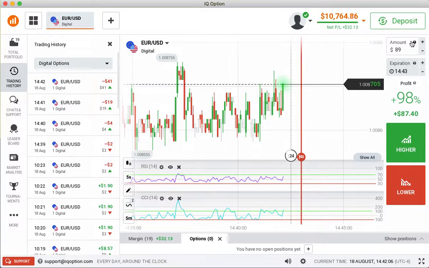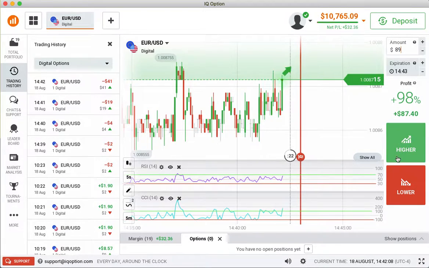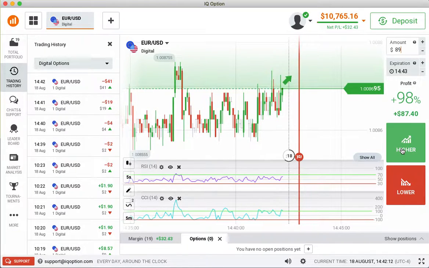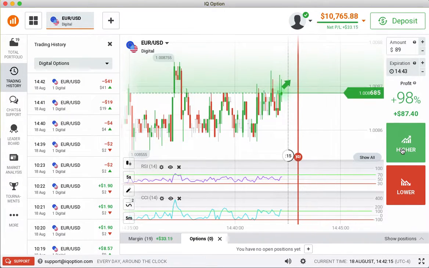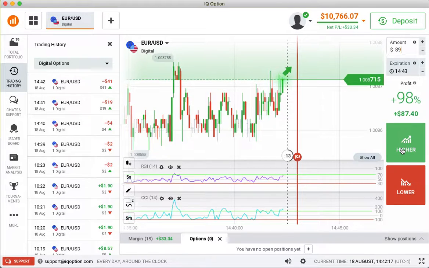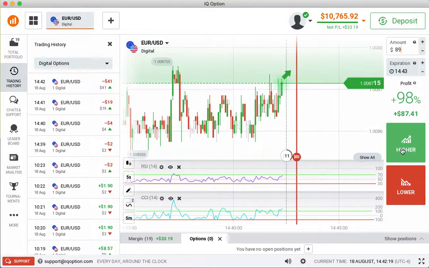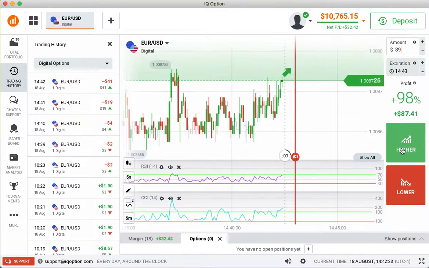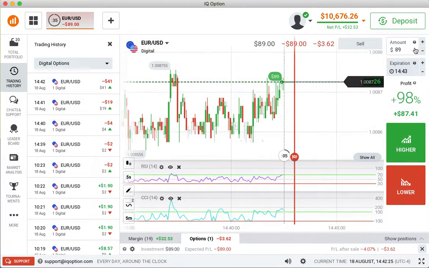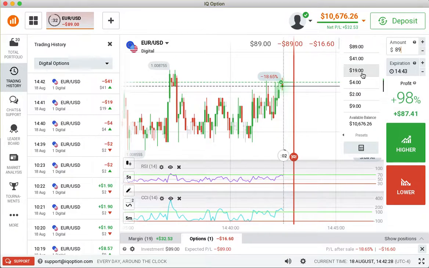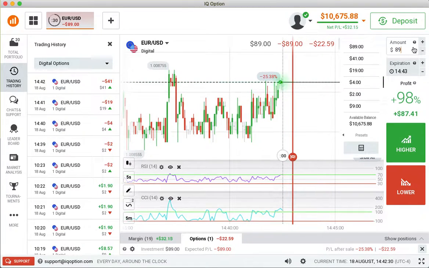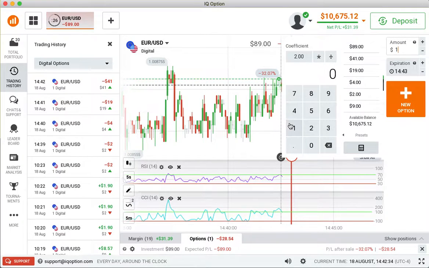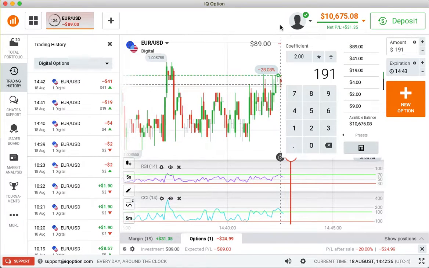It's okay for that to lose. We just do 89. Just continue. That's why you should have a bit of money to trade, because if you don't, then you get me. $89 and 191.